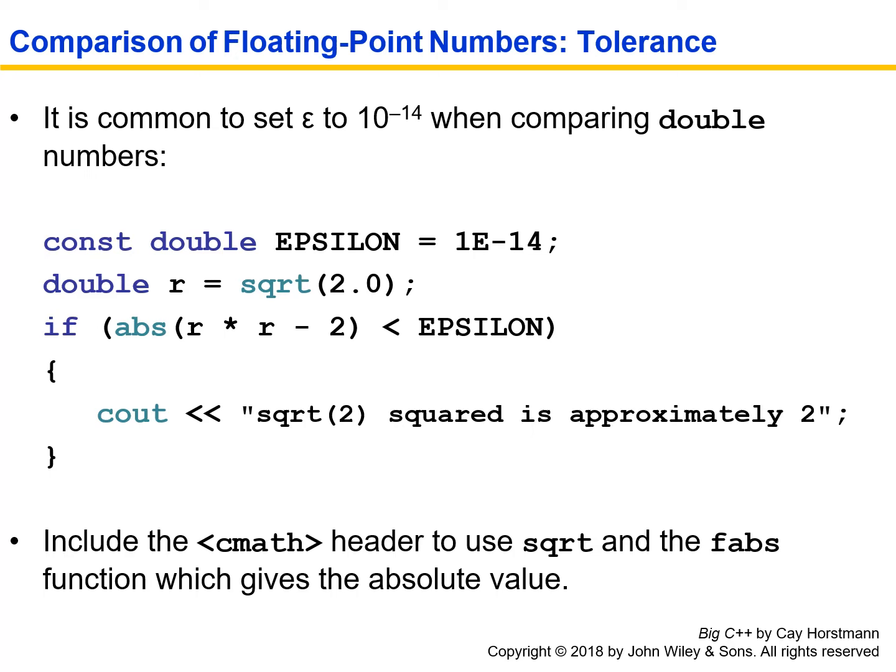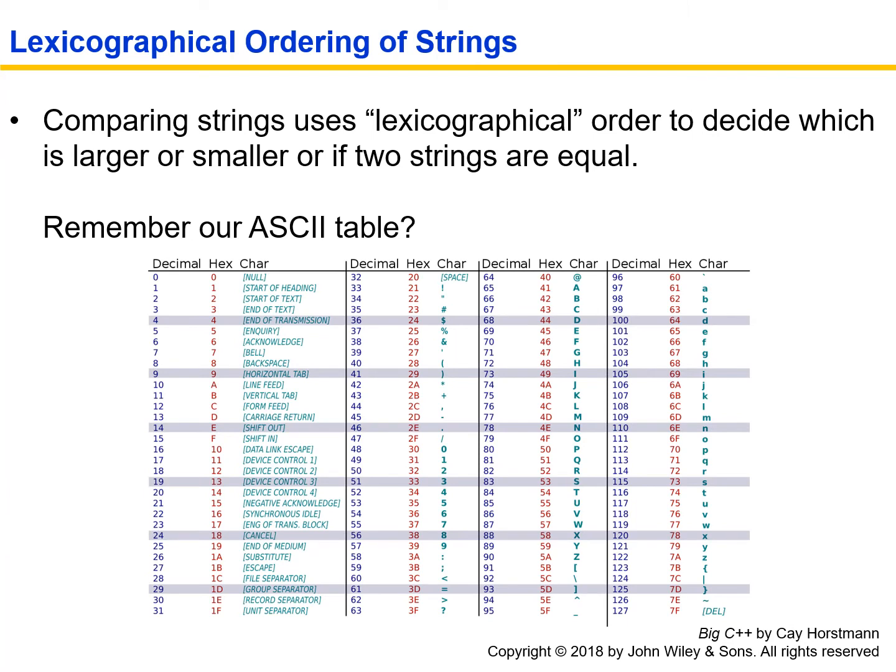And you have to include the CMath header to get the square root and the absolute value function. Okay, what if we want to compare strings? Comparing strings uses what they call lexicographical order.